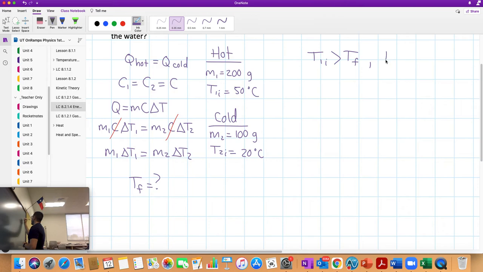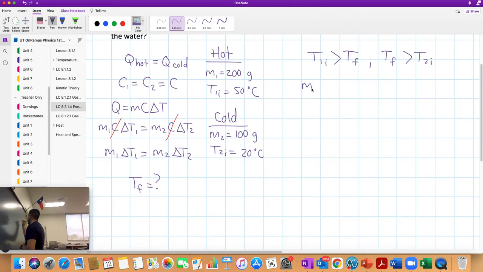And the final temperature of the water will be greater than the initial temperature of the water at 20 degrees. Again, that's because the water is going to reach thermal equilibrium somewhere in between 50 and 20, right? So now, let's work this out. Check it out.